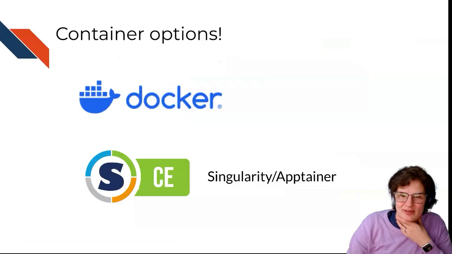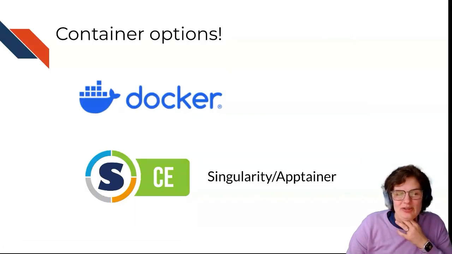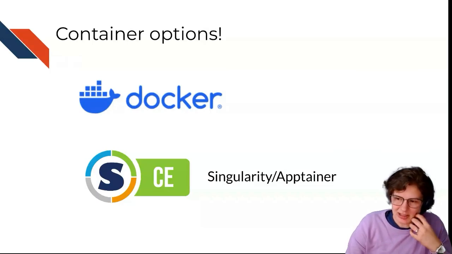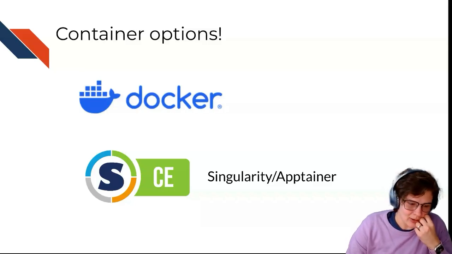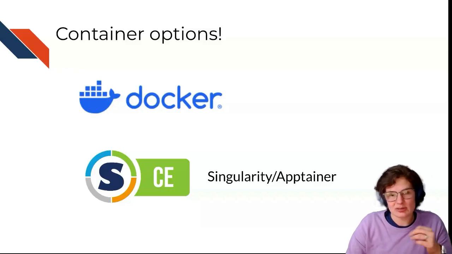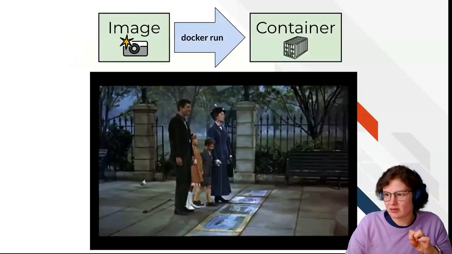So to talk about this more, first of all, there are different container options. There's Docker. There's also Singularity, which is now being called Apptainer. So there's a lot of different things. We are going to mostly focus on Docker in this course, but there are different options here.